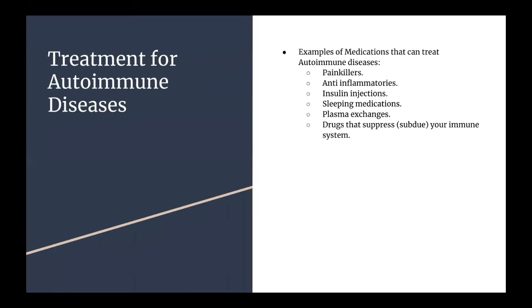Treatments. There are no cures for autoimmune diseases, but symptoms can be managed. Here are some examples of medications used to treat autoimmune diseases, including painkillers, anti-inflammatories, insulin injections, sleeping medications, plasma exchange, corticosteroids, intravenous immune globulin, and drugs that suppress or subdue your immune system.